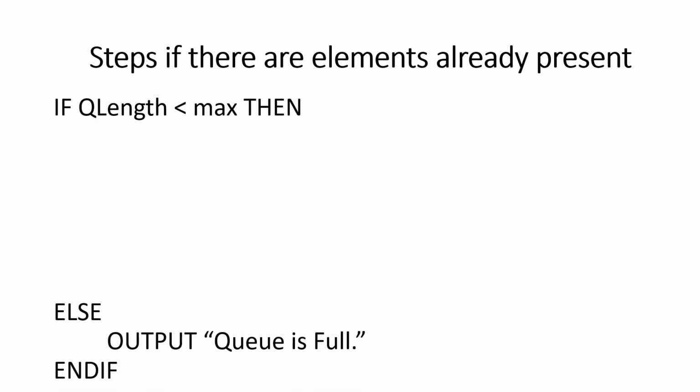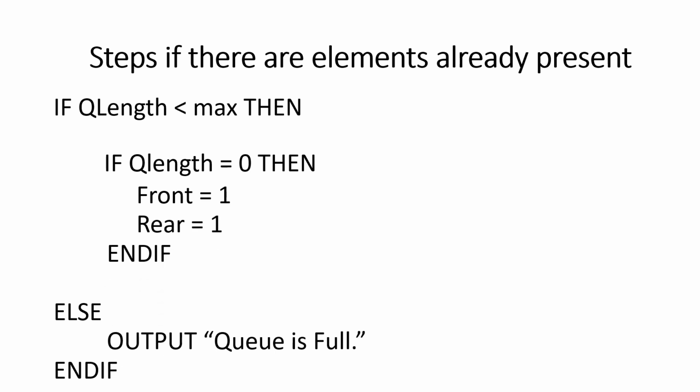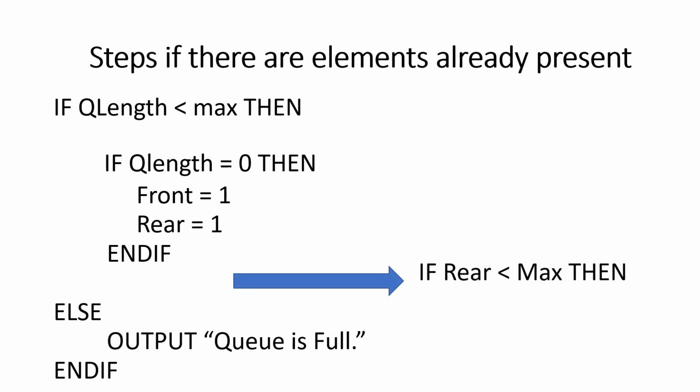Let's write the statements for what we have discussed so far. First, we checked if there is any space by checking queue length is less than max. If yes, then we checked is queue empty. If yes, then we assigned front and rear both to 1. And we just saw if there is a space and queue is not empty, means if rear is less than max, then increment rear by 1. Pseudocode is not done yet. We have to consider all the cases.